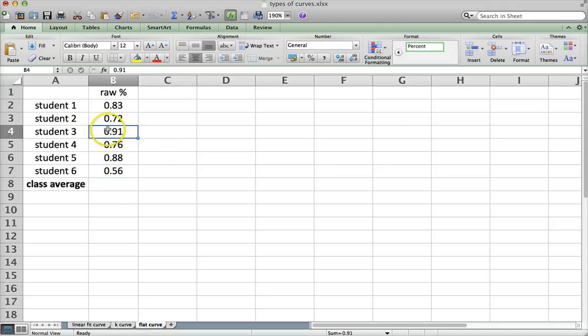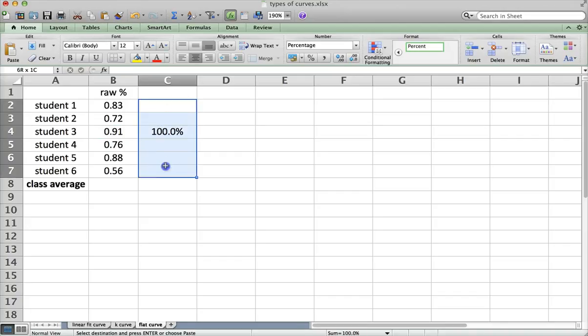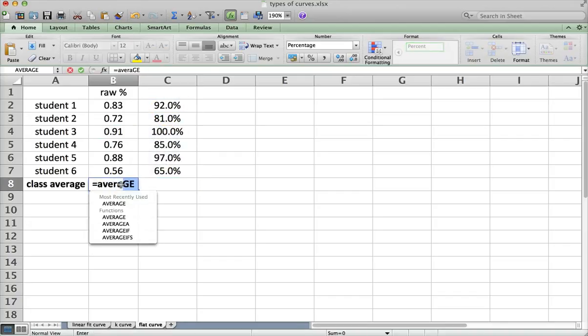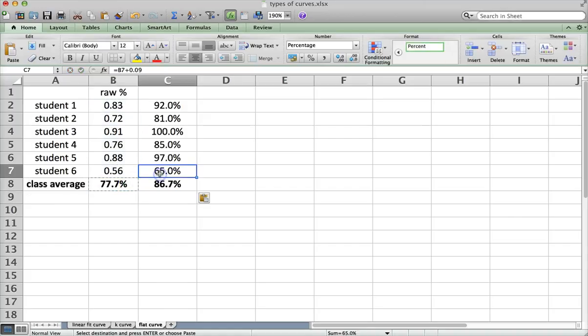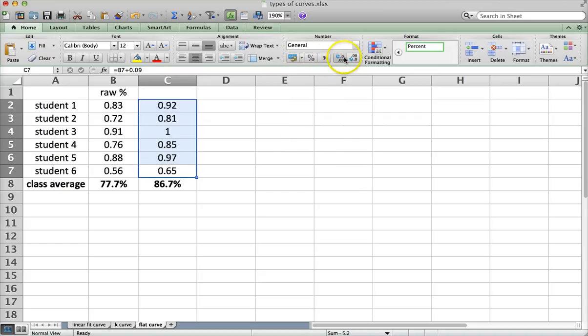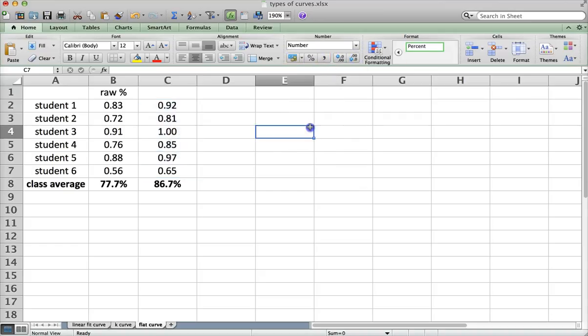Teachers will look and say, okay, highest score was a 91. I'm going to make that 100. How do I do that? By adding 9 percentage points, so 0.09. And then they apply that same curve. They add 9 points to everyone's grade. Students usually will see that as fairer, even if it's not necessarily fairer. But that's one that many teachers use just because it's easy to explain to students. So this is the curved percent.